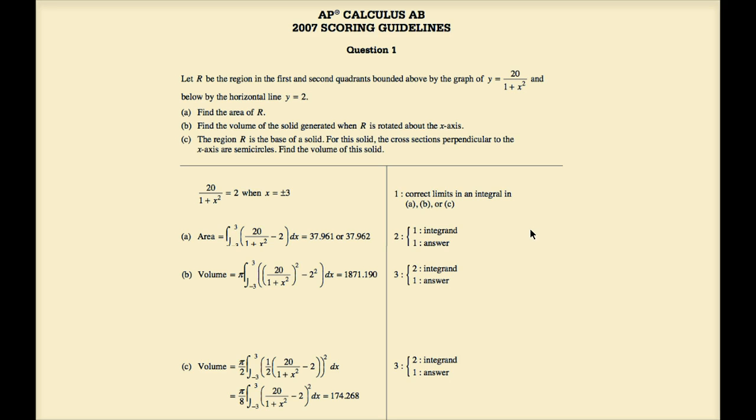Here are the scoring guidelines for that question. Notice that one of the 9 points is for the correct endpoints of integration in the integral in A, B, or C. Then for letter A, 1 point was given for the integrand, 1 point for the correct answer. In letter B, 2 points were given for the integrand, 1 for the correct answer. And in letter C, 2 points for the correct integrand and 1 for the correct answer.